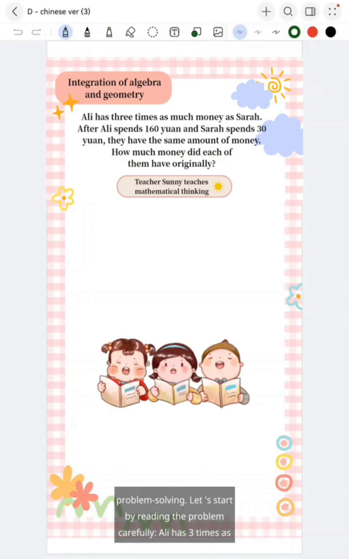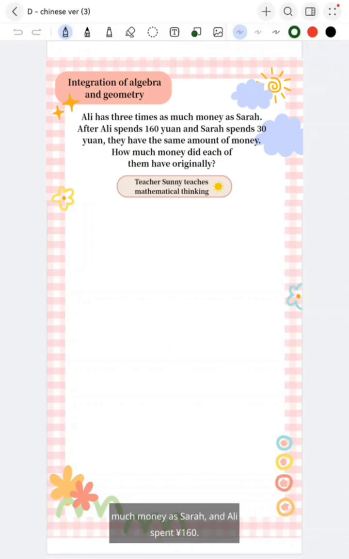Ali has 3 times as much money as Sarah, and Ali spent 160 yuan. After Sarah spent 30 yuan, the amount of money the two individuals possessed became the same. The question asks, how much money did each of them originally have?